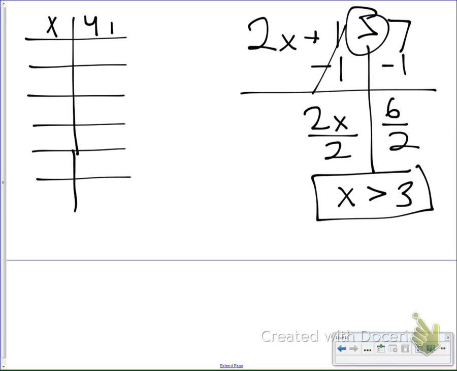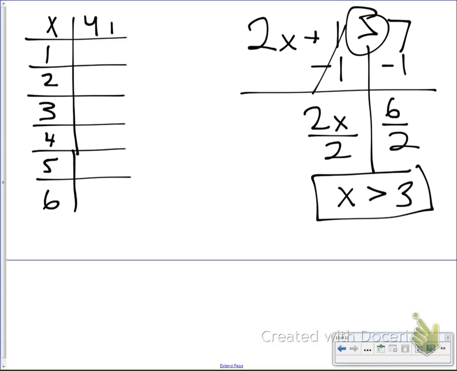Now, once I have my solution, I'm ready for the table. So first thing I want to do is start by looking at my solution here, where x is greater than 3. That's what I want to start on my table. So I'm going to go ahead and put that right in the middle, right here. That way I can see some numbers above it, and I can see some numbers below it. Once I have that, I'm just going to fill out my x's accordingly. So we go in order. 1, 2, 3, 4, 5, 6. Right? We just want some different examples up there so we can see what's going on.